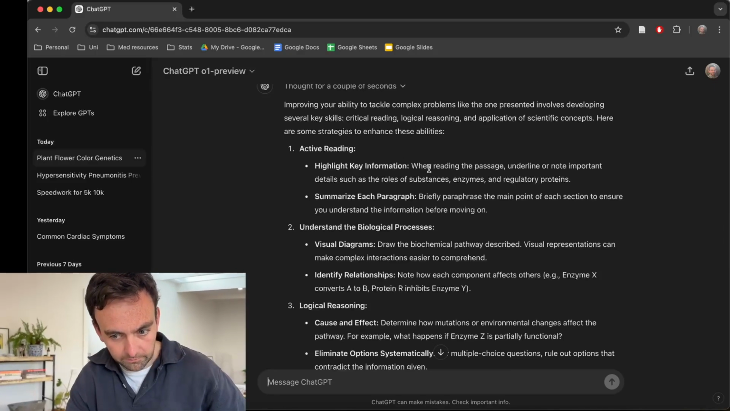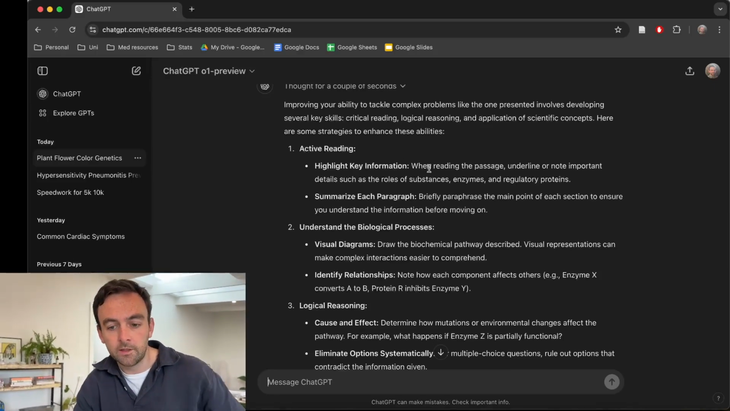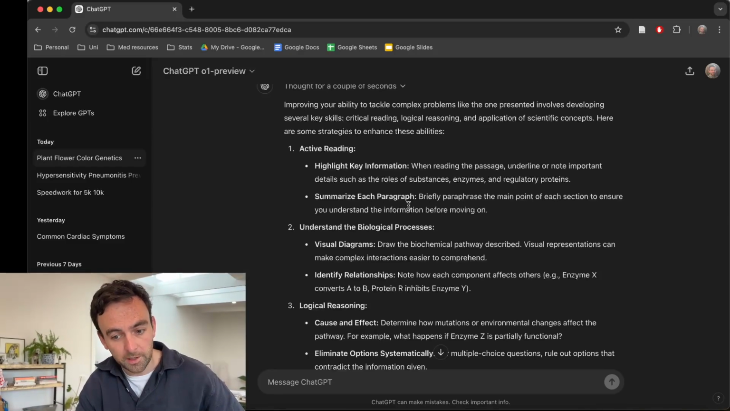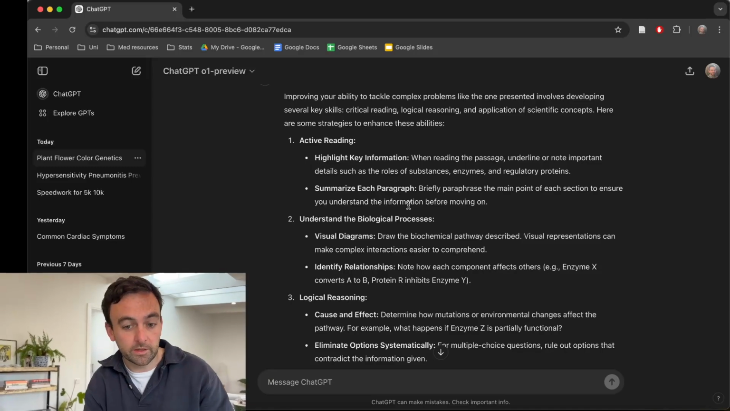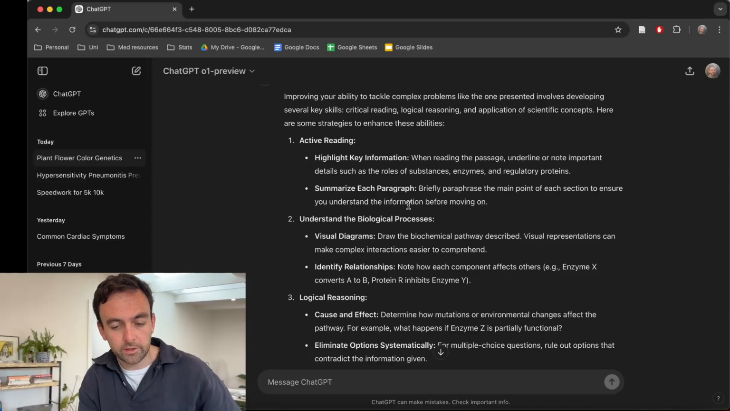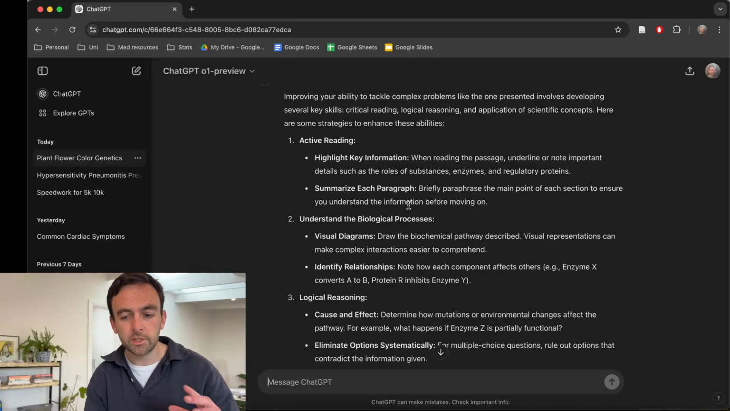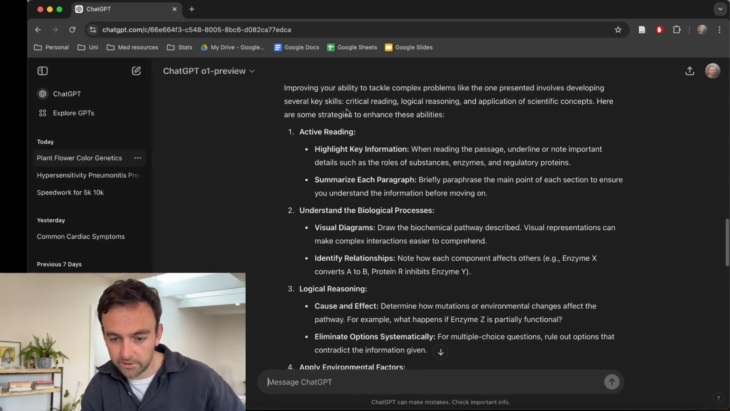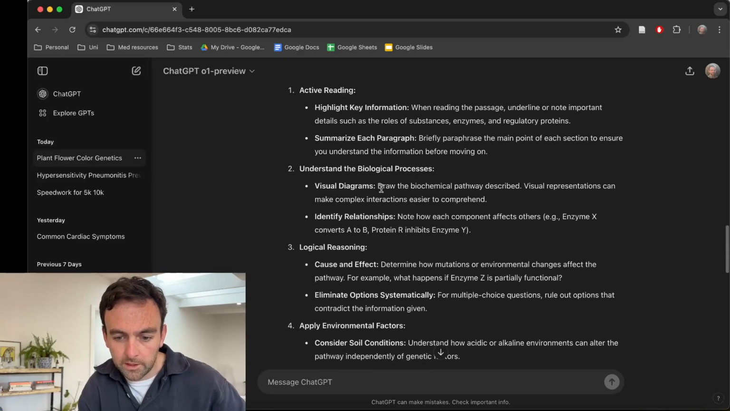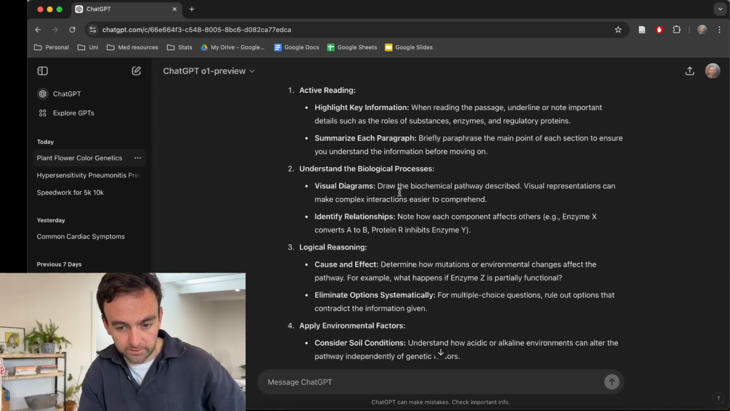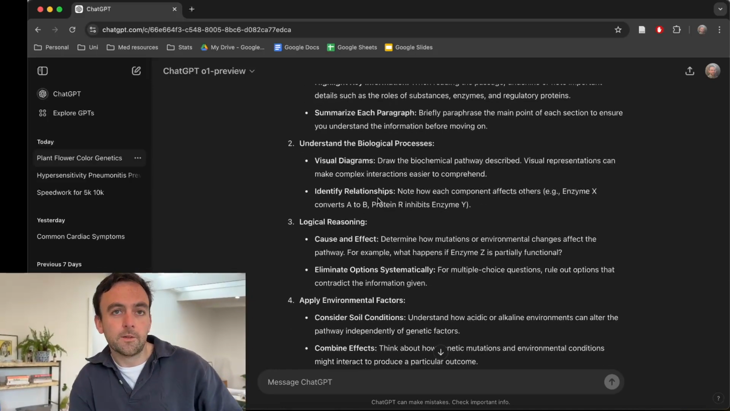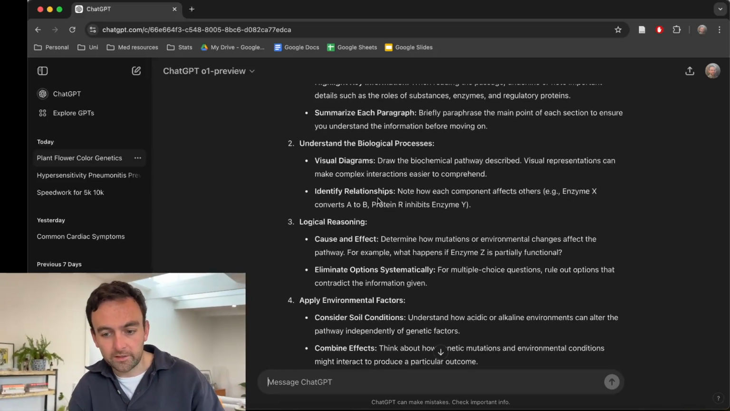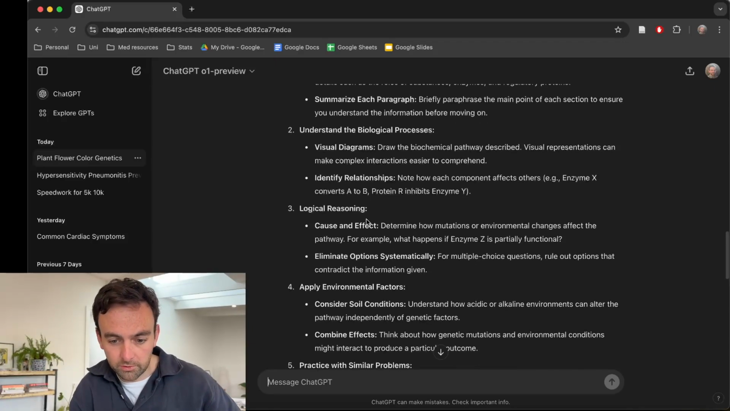So highlighting key information, you would have seen me doing that as I went through, summarizing each paragraph. It's hard to do quite quickly, but that's something I definitely agree with. I think you need to identify which bit is relevant and which is not, and then you need to summarize it really briefly. So I think that's great advice. You can definitely do visual diagrams, but again, under time pressure, I think that's quite hard. And then, yeah, relationships for sure.